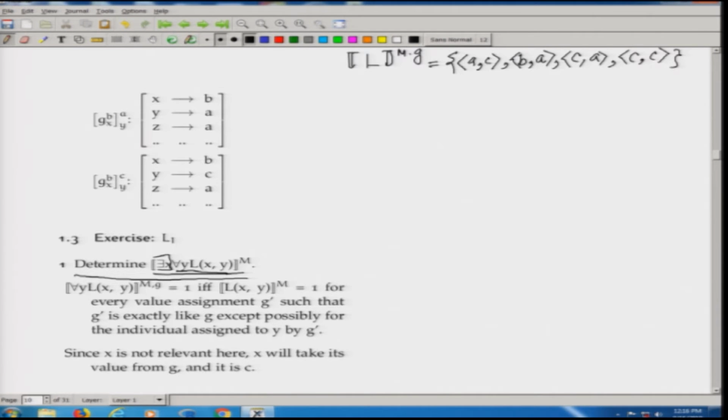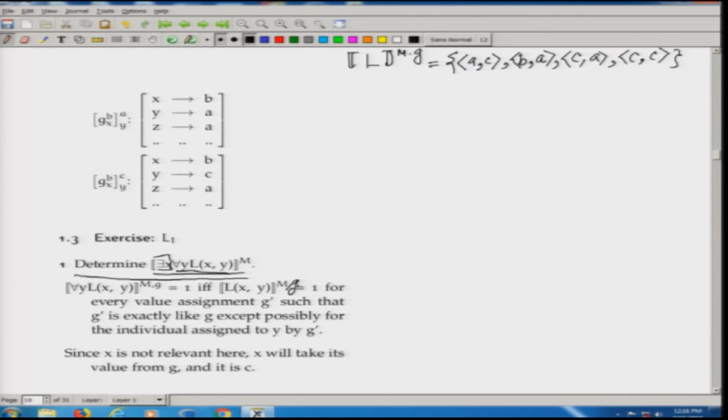So the denotation of all Y LXY with respect to M, G is 1 if and only if the denotation of LXY with respect to M, G prime, is 1 for every value assignment G prime, such that G prime is exactly like G except possibly the individual value assigned to Y by G prime. And so that is about Y.